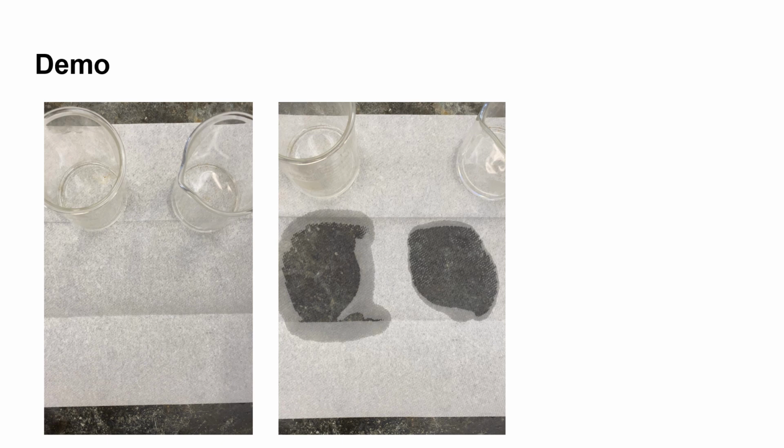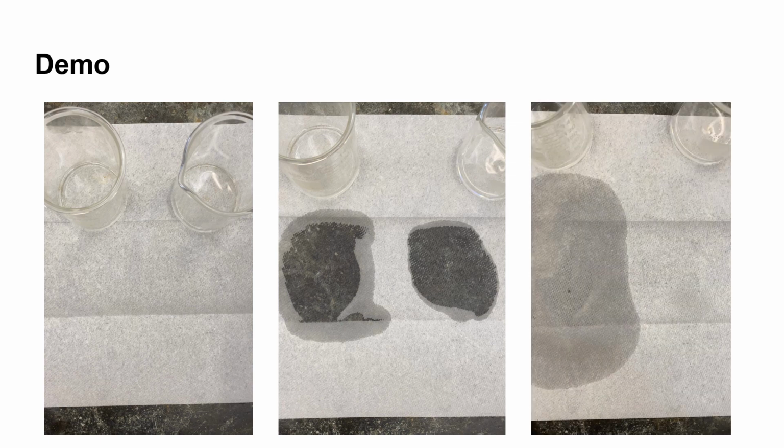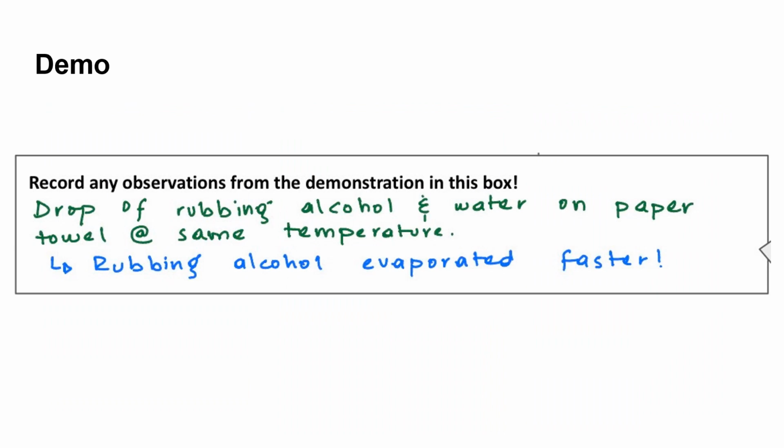So go ahead and in your mind make a quick prediction. Which one do you think is going to evaporate first? So I hope all of you said alcohol, because rubbing alcohol or any type of alcohol in general evaporates much faster than water. If you're recording this in your notes, you can just say that your demo was putting some drops of rubbing alcohol and water on a paper towel at the same temperature, because both of them were at room temperature, and then we noticed that rubbing alcohol evaporated faster.